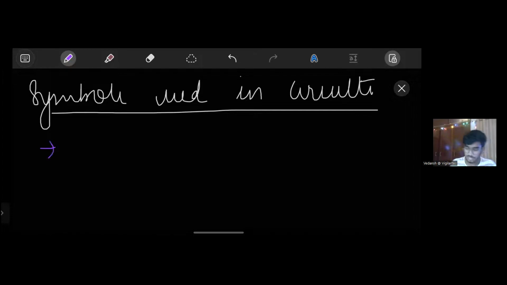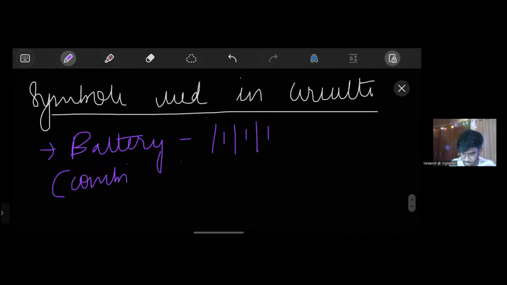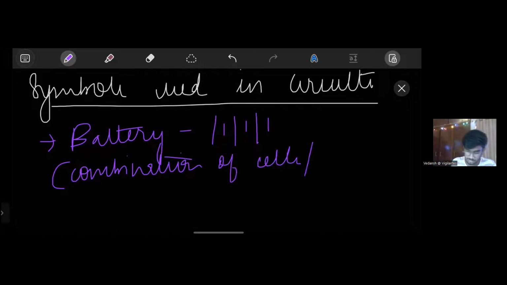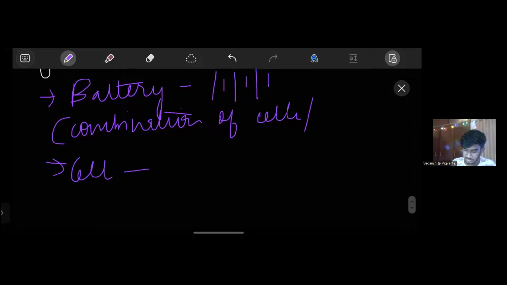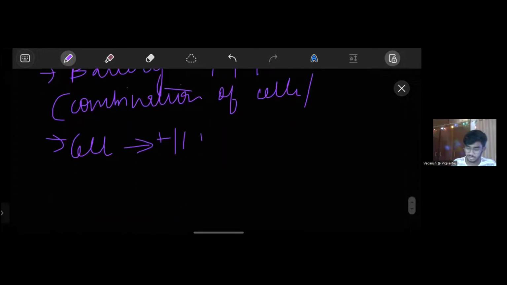Now, let us talk about symbols used in a circuit. Battery. This over here is a battery. Battery, as you can see, is a combination of cells. Cells look like this, just single, just one positive, one negative. You can see over here they have many positive, negative poles. Positive, negative, positive, then negative, positive, then negative. In a cell, there is only a positive and a negative pole.